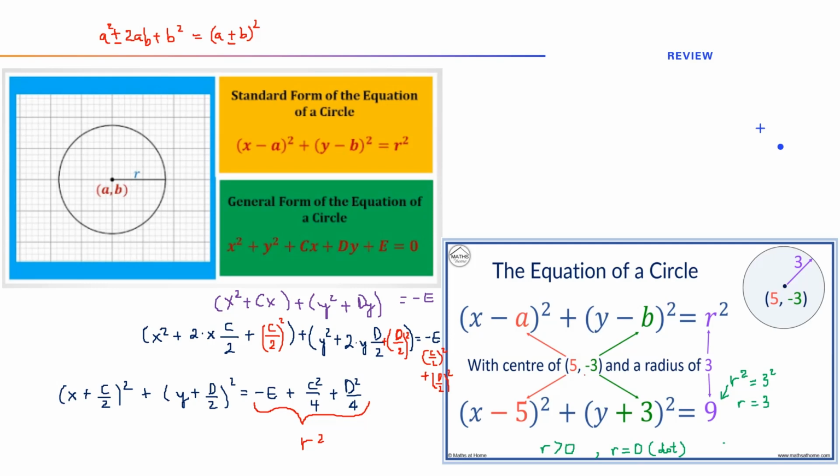And for the negative number, remember in the formula, we always have x minus a and y minus b. So if you have a plus sign right here, it means your a or b has to be negative. So be careful about that.